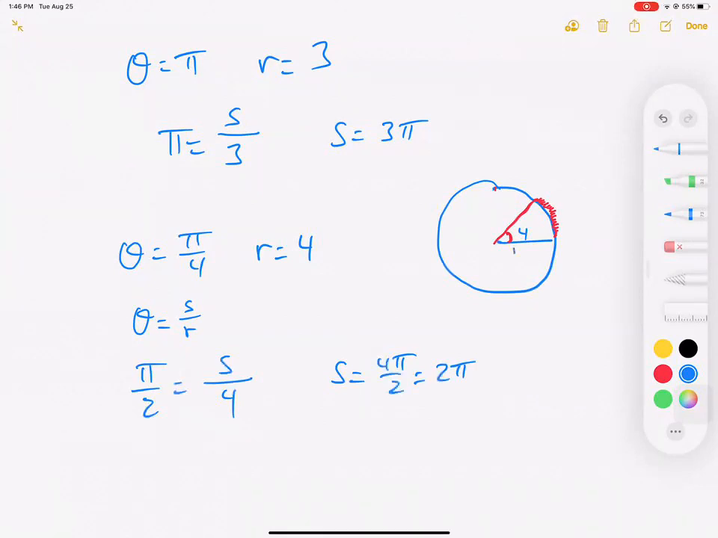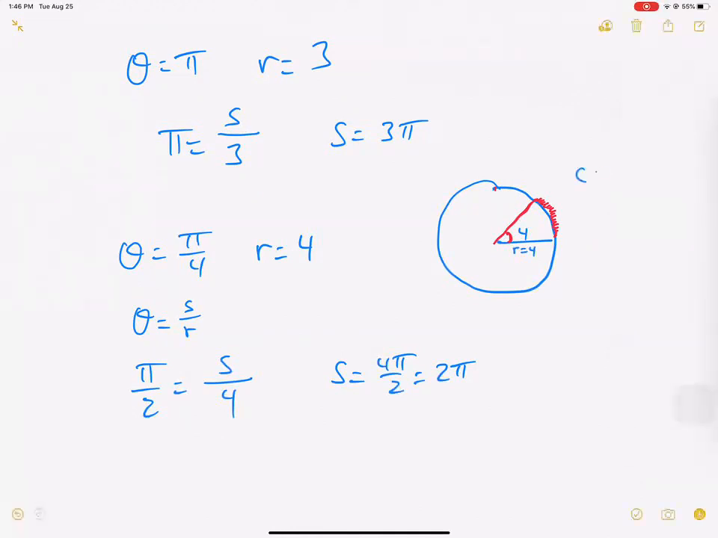If my radius was 4, what is the full length of the circle? What is the full circumference of the circle? The circumference here is 2 pi r. The circumference is 2 pi times 4. So we're saying the full circle is 8 pi. If the full circle is 8 pi, wouldn't you say half of it is 4 pi? Wouldn't you say half of that is, whoops, what did I mess up?